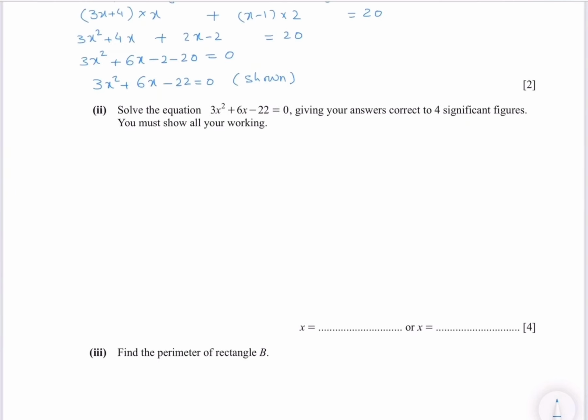Solve the equation, and give your answer correct to 4 SF. So use the quadratic formula. A is equal to 3, B is equal to 6, C is equal to minus 22. x equals minus B plus minus the square root of B square minus 4AC, whole over 2A. So place our values correctly.